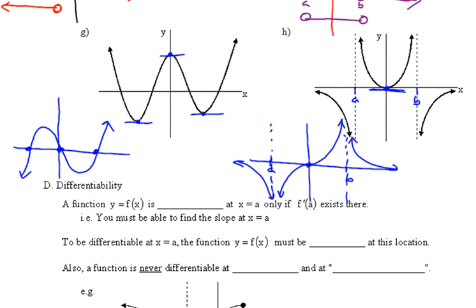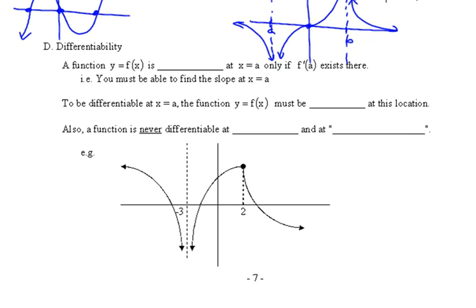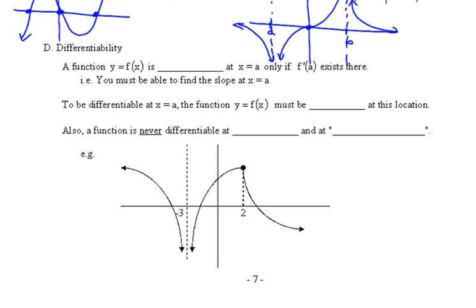Okay, and this monster lesson is almost done except for the definition of differentiability, a big word. What is differentiability? Well, we say that a function is differentiable at x equals a only if the derivative exists there. I mean, that's pretty obvious. So if f prime of a exists at a, it's differentiable at a.